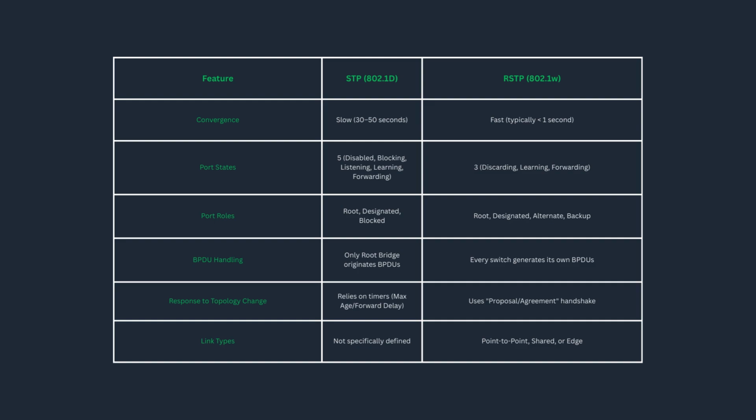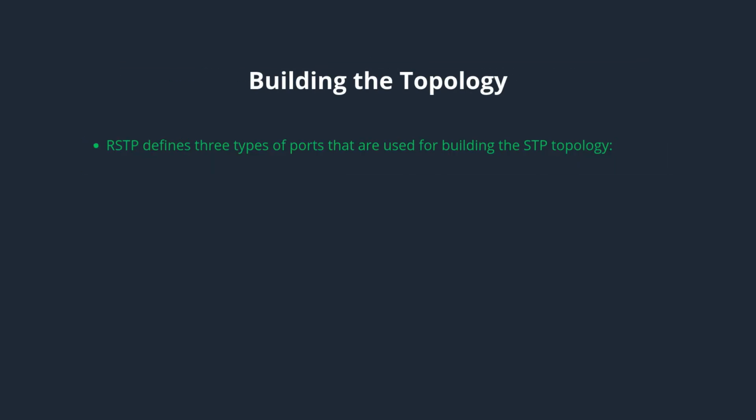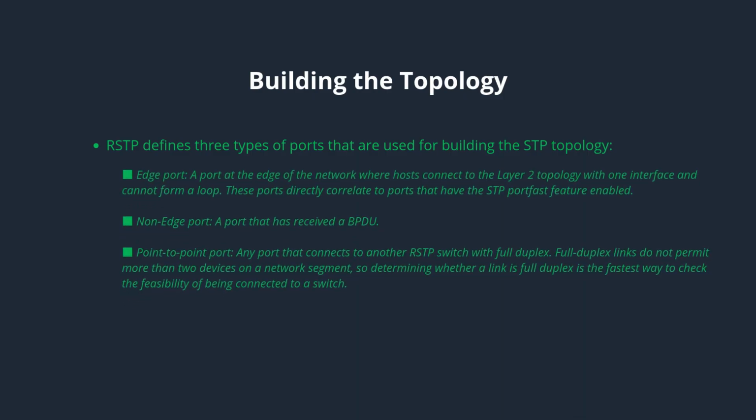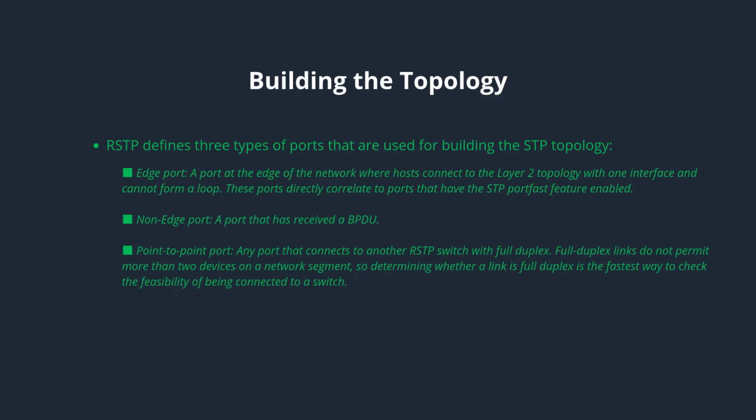Before we see RSTP in action, let's understand the three types of ports RSTP defines for building the spanning tree topology. Edge port. This is a port at the edge of the network where hosts connect. The L2 topology with one interface cannot form a loop. These ports directly correlate to ports that have the STP PortFast feature enabled. Edge ports can immediately transition to a forwarding state.